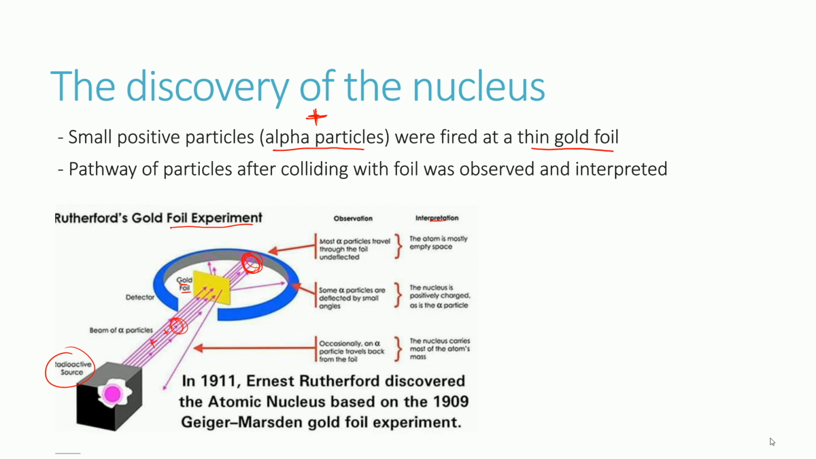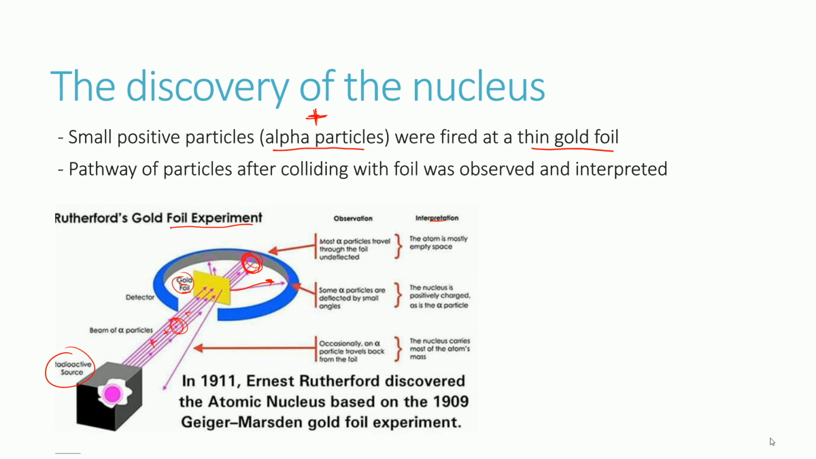The second observation, I should say, is that there are some alpha particles that were deflected by small angles. So here you can see that the alpha particle has deflected a little bit from its original pathway. And what does that mean? Well, what that suggests is that whatever the alpha particles are colliding against within this gold foil must be positively charged, because like charges repel each other. That's how you deduce it, right? Because otherwise they'd be attracted, but you can see that there's a deflection, and there's a push away from the source.